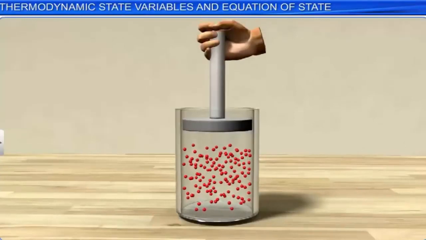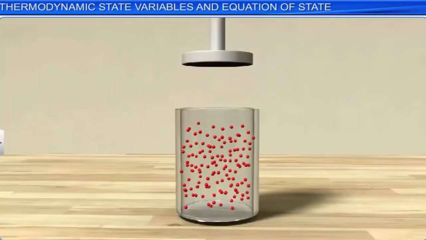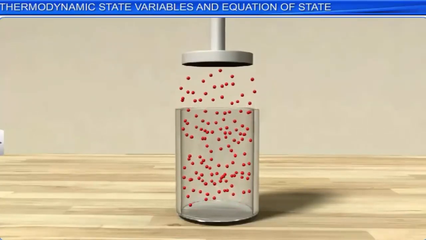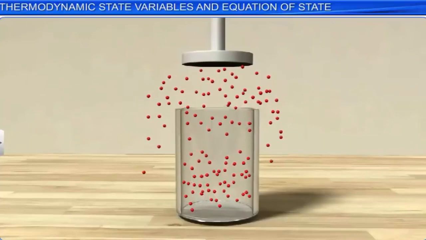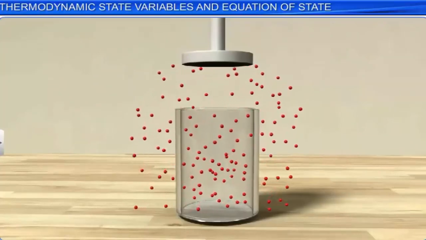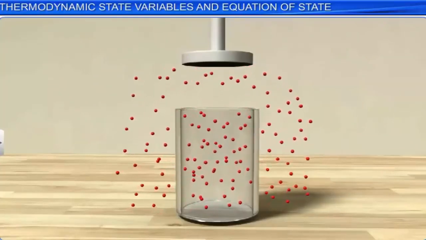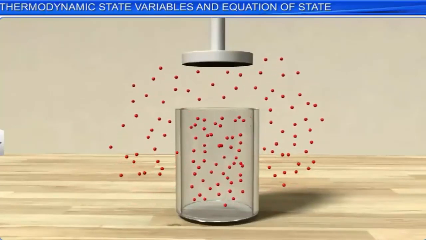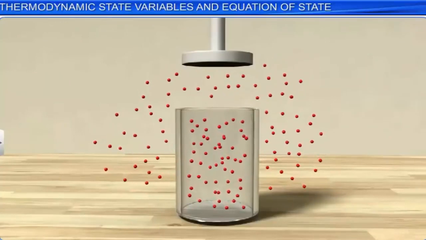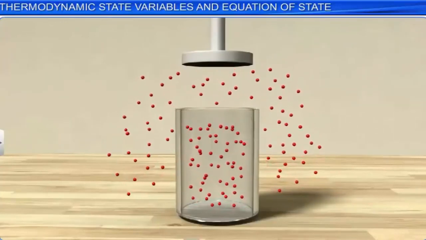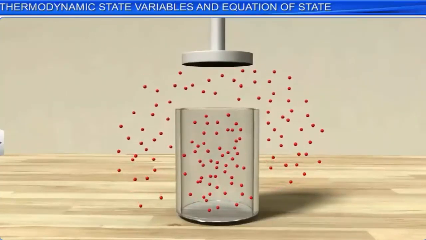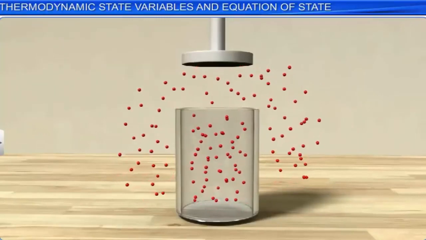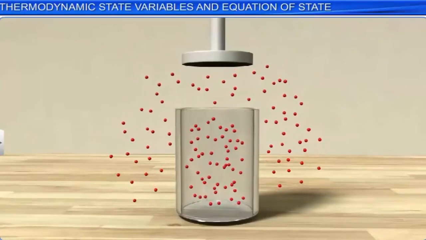If the piston is completely removed, after some time, the gas is in mechanical and thermal equilibrium with its surroundings. If the pressure of the system is equal to the external pressure, then the system is said to be in mechanical equilibrium. And if the temperature of the system is equal to the temperature of the surroundings, then the system is said to be in thermal equilibrium with its surroundings.